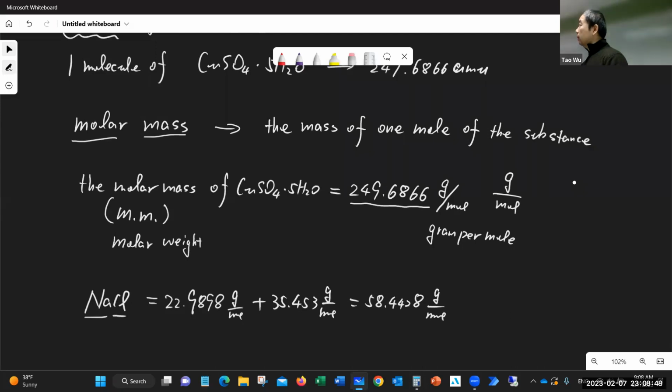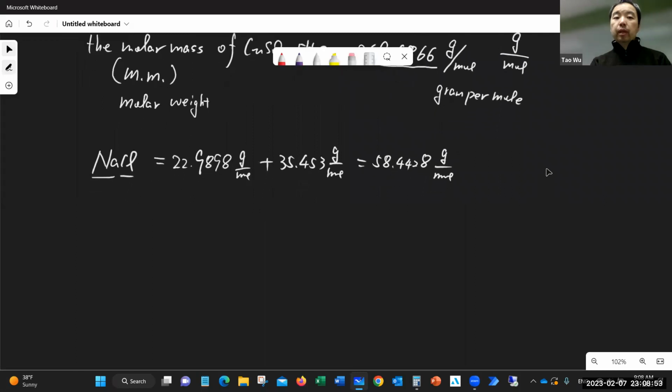Now we have the molar mass, and it can serve as a conversion factor between mole and mass. This is a very, very fundamental concept in chemistry. After this class, I hope you will remember how to convert mass to mole and mole to mass, without even having to look at the equations.